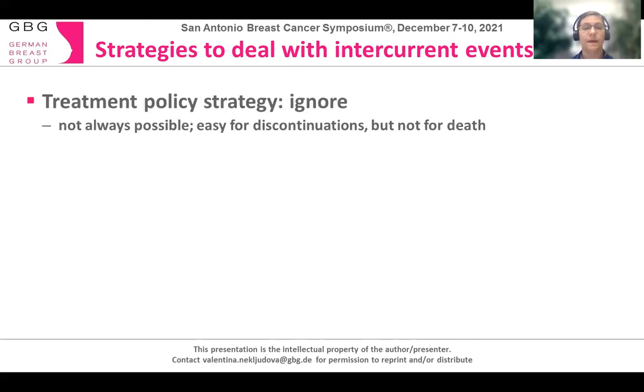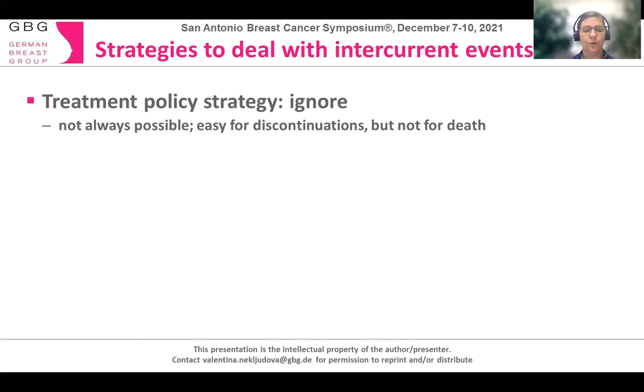How do we deal with intercurrent events? The E9 addendum suggests several strategies. I picked up two which I consider most important for breast cancer trials. The first one is the treatment policy strategy, which is just to ignore them. Compare it to the ITT principle, to the intention to treat principle we are all familiar with. The problem is that it is not always possible. It is easy to ignore discontinuations, but you cannot ignore, for example, deaths.